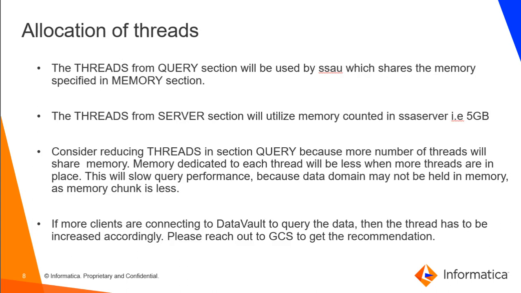There are two types of threads which we can specify in the ssa.ini. One is with the query, another one is with the server. The query threads will utilize the memory mentioned in the memory and max vmem properties, and the server threads will utilize the 5 GB which we allocated for the SSA server. So considering these two, it will be used.